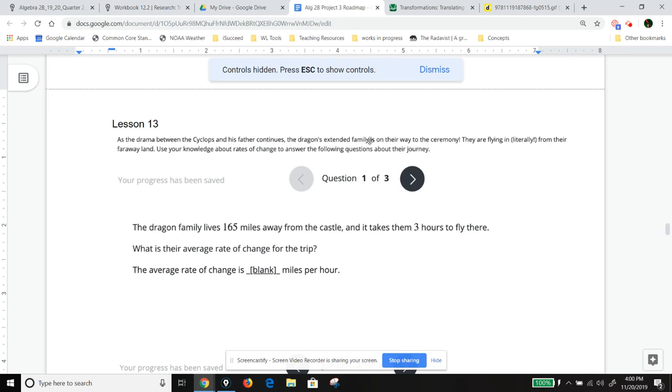I am going through the project for Unit 3, focusing specifically on the questions presented in Lesson 13. Background information for this is that we have a wedding going on. That's pretty cool. And people, I'm guessing dragons, all the extended family, are flying in literally from their faraway lands. So we're going to figure out their rate of change. They're changing in position because they're flying some places.